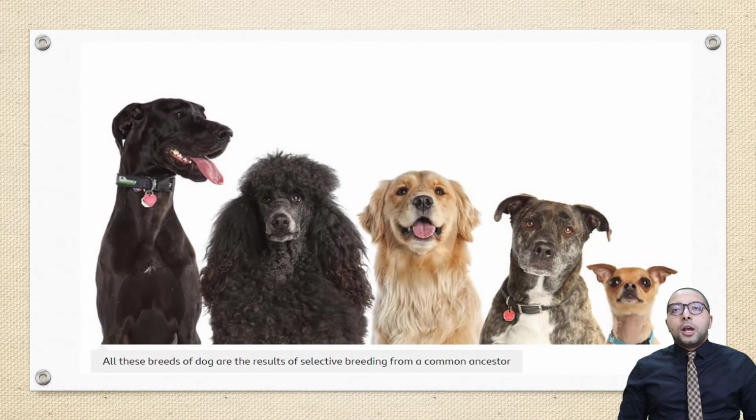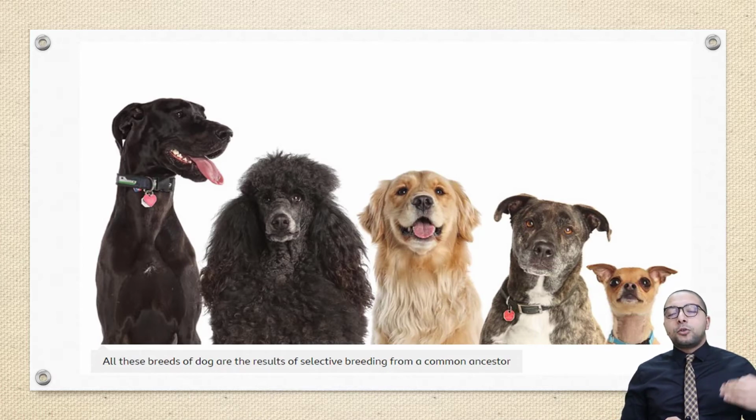Good. In this picture, as you can see, we have different dogs. These dogs were developed with the help of selective breeding. People were breeding different dogs in order to get a certain feature, a favorable feature. As you can see, these dogs do not look the same as their ancestors, but they look totally different from their ancestors.